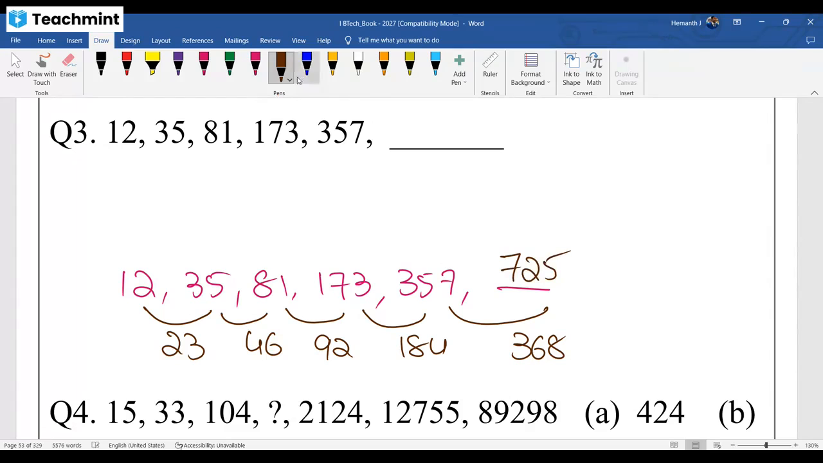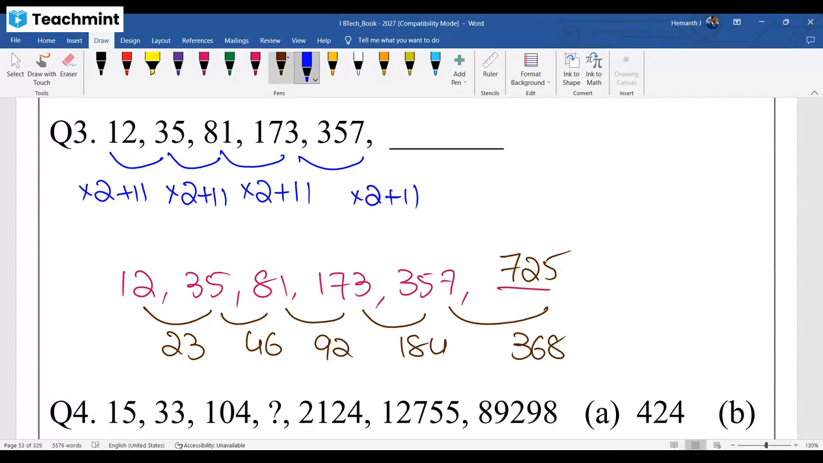That is one logic. Some people identified this as fast increasing. Then connect with multiplication. So 80 and 170 double. 80 doubles to 160, plus 11. 35 doubled is 70, plus 11. 12 times 2 is 24, plus 11. 173 times 2 is 346, plus 11. Here also multiply by 2 is 714, plus 11 will give 725.